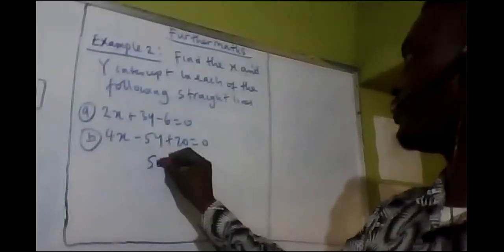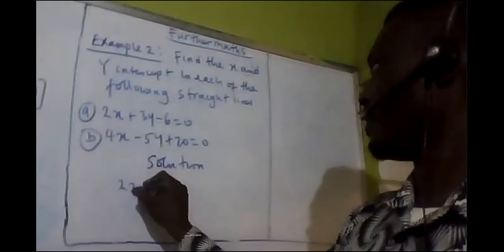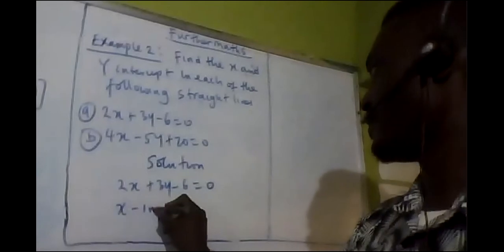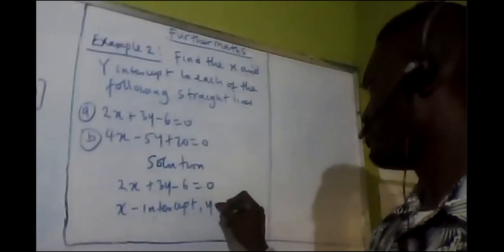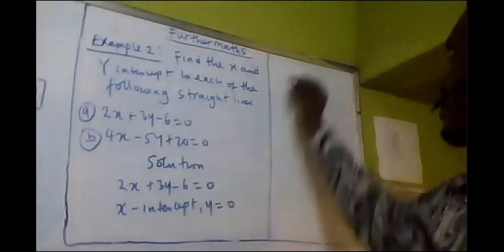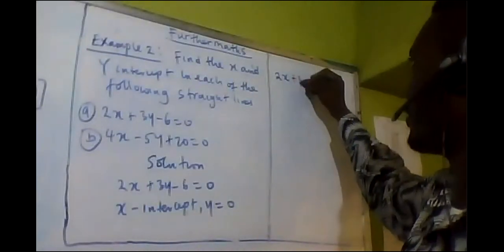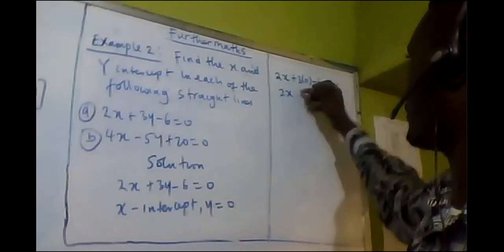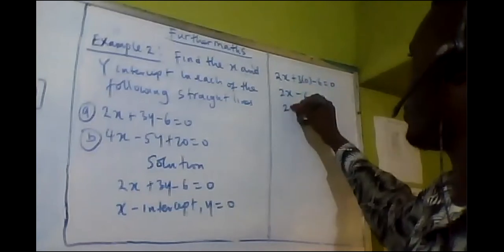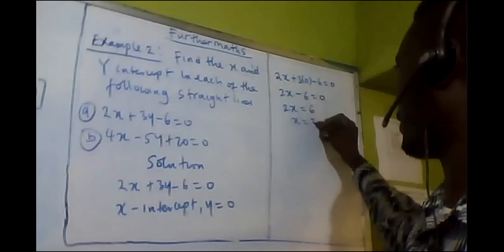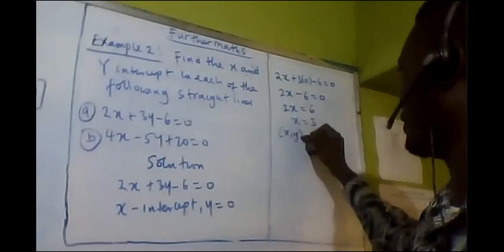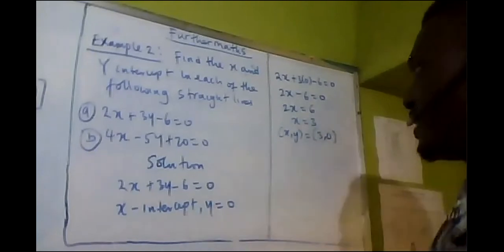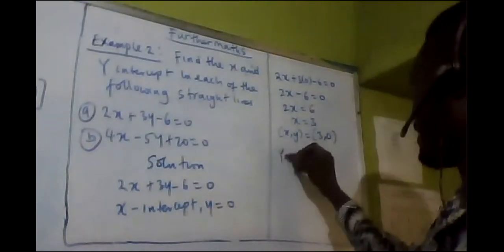Now our solution for A. 2x plus 3y minus 6 equal to 0. To get the x-intercept, y will be equal to 0. So this becomes 2x plus 3 into 0 minus 6 is equal to 0. This becomes 2x minus 6 is equal to 0. 2x is equal to 6, so x is equal to 3. We got x as 3 with y being 0. That's the x-intercept.